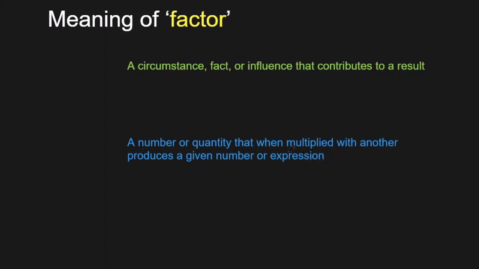number or expression. The first one sounds more like English, and the second definition sounds more like mathematics. So, okay, let's try to take two numbers, because here they said when a number is multiplied by another. So let's take two numbers, for example, 2 times 3 produces a given number. Okay, so 2 times 3 gives 6. We know that 2 times 3 is 6.